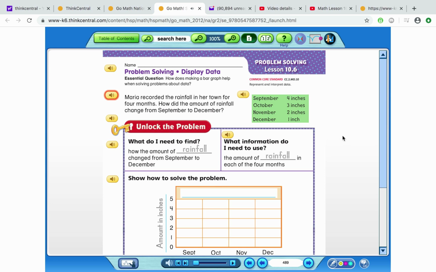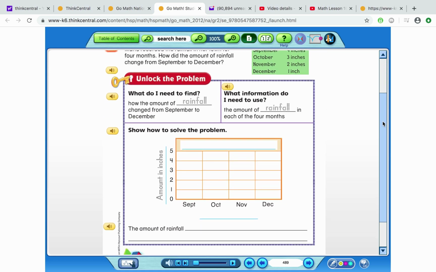All right, so Maria recorded how much rain had fell in her town. Reading it twice is always very helpful. For 4 months she did this, and the question that you're going to want to underline is right here. How did the amount of rainfall change from September to December? And in order to see that better, we're going to create a bar graph to do that.